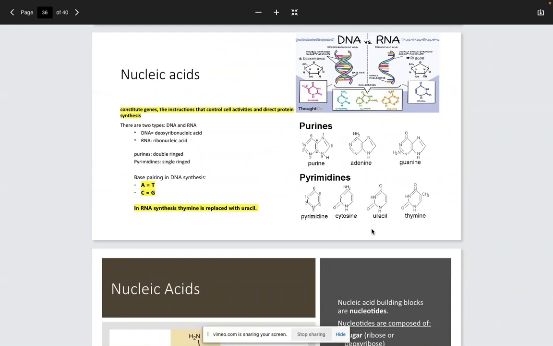Getting a little more specific, we know that purines are going to be double-ringed, and they're going to consist of adenine and guanine. And I made this mnemonic up, AGOG, or a dog eats Purina food, or cut the pie. CUT: cytosine, uracil, and thymine. Cut the pie, pyrimidine.